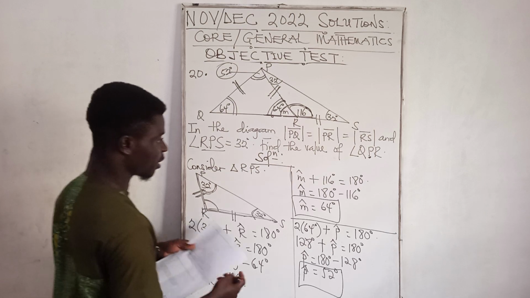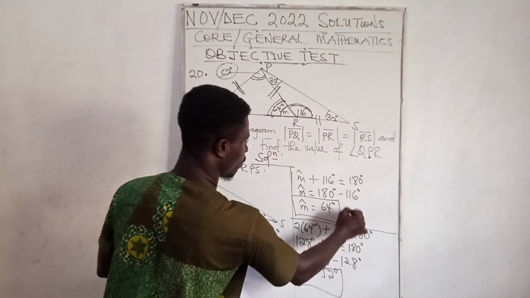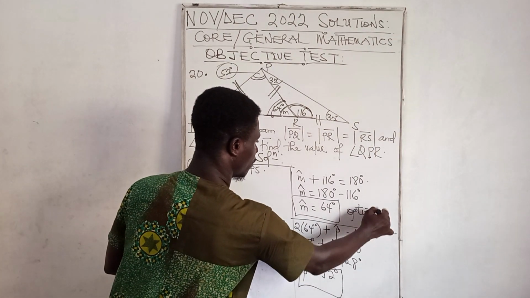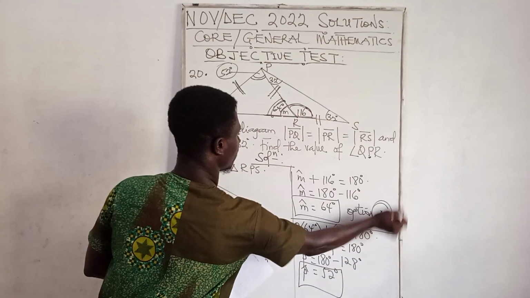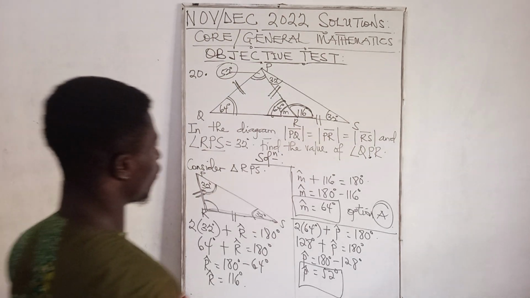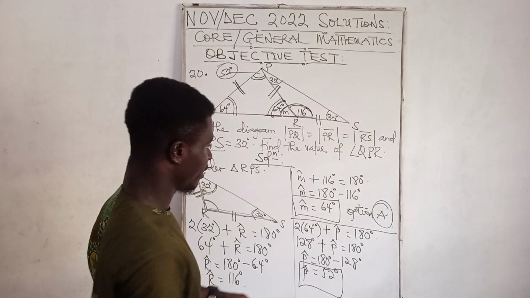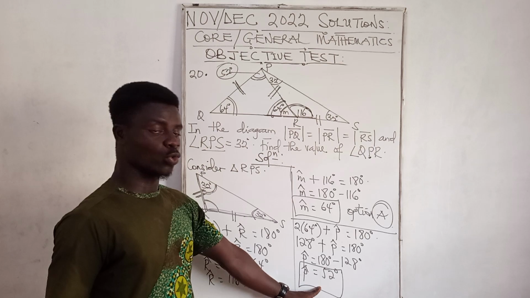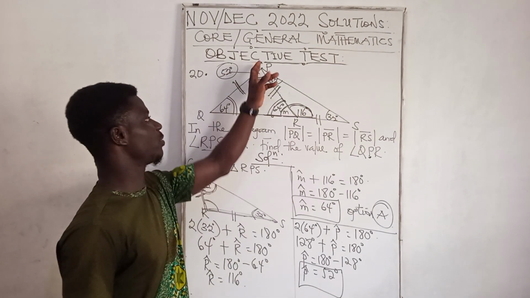So which is option A. Option A for apple. Alright, so the value of angle QPR is what? 52 degrees. Angle QPR is 52 degrees.